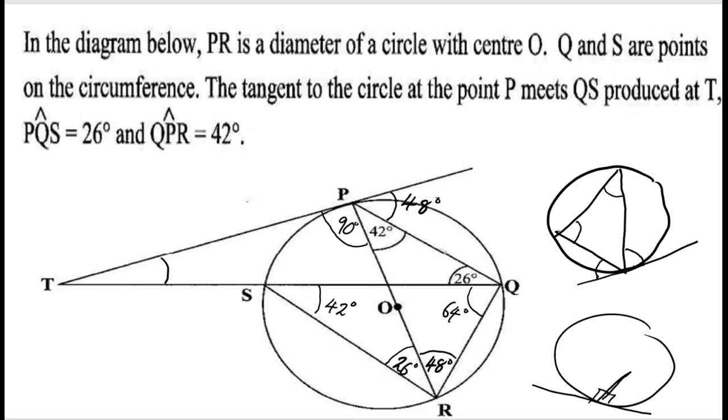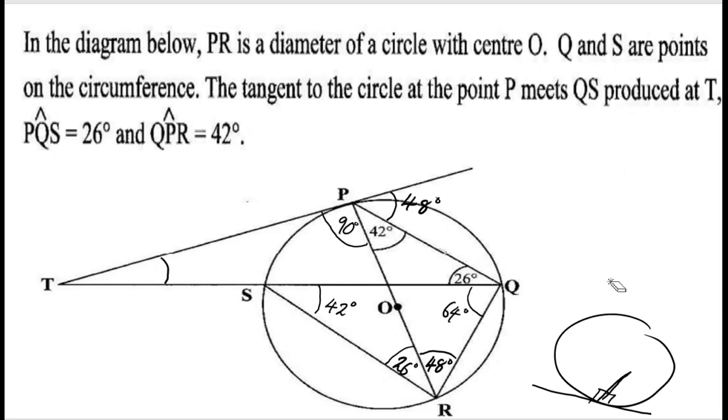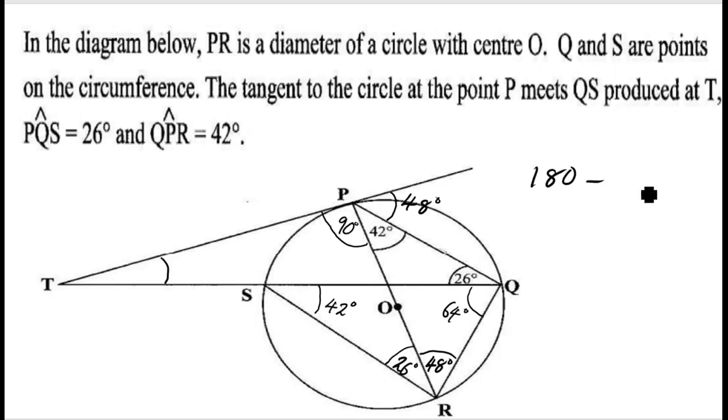So theorems must be known. Okay, so we have all these angles. When we look at this angle plus this angle plus this angle, they'll give us 180 because this is a triangle, triangle PTQ. So using triangle PTQ and the angles in PTQ, we know that this angle plus this angle plus this angle adds up to 180. So to find the angle at T, we will say 180 minus (90 plus 42 plus 26).